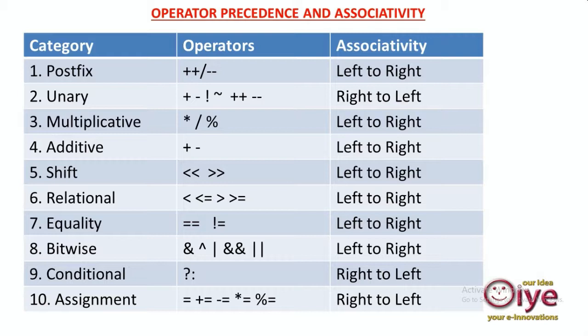Then the conditional operator, the question mark, is from right to left. And then last, the assignment operators: equal to, plus equal to, minus equal to, asterisk equal to, percentage equal to, all from right to left. Now before moving on, we will see one example on operator precedence, how it works.